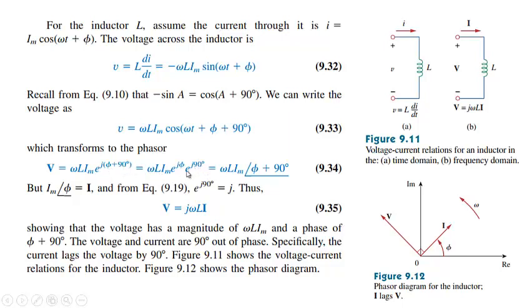While e^(j90°), as you know, is actually equal to j, because this term will be equal to cos 90° plus j sin 90°. Cos 90° will be 0, plus j sin 90° will be equal to j into 1, that will be j. So this term will be j ωL, and this I_m e^(jφ) is equal to I_m angle φ.